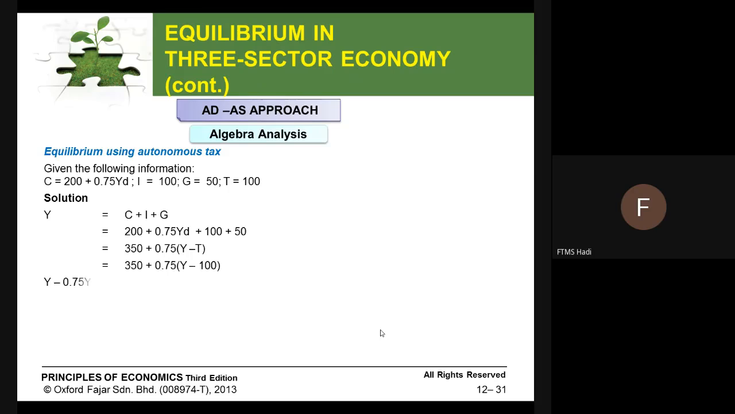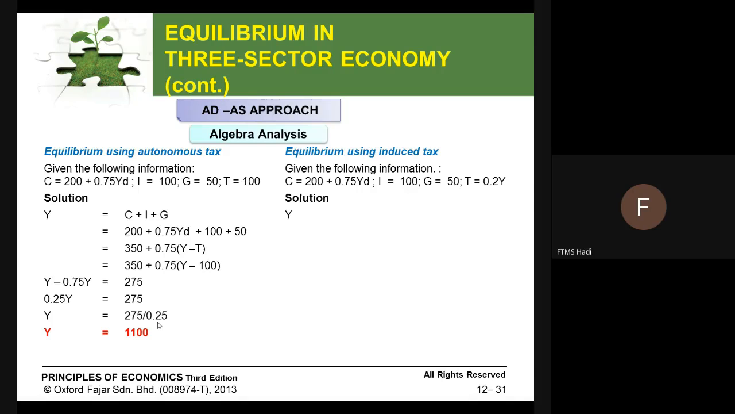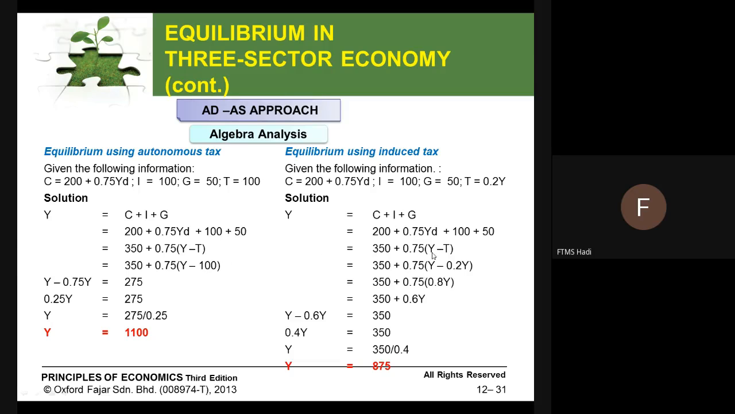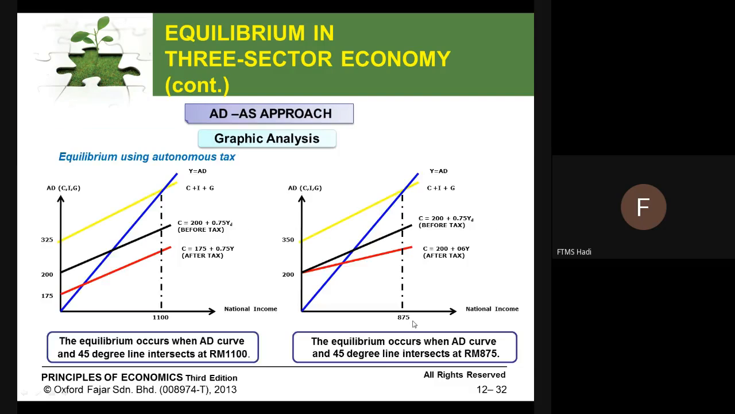Same formula, Y equals C plus I plus G. You just transfer this amount and then do the mathematical solution. For induced tax, the difference is Y minus T. The difference between the left side and the right side is that with autonomous tax the amount is a round number, a fixed number. But for induced tax, it depends on income, for example 0.2Y, so there is more algebra involved. So the answer is different as well. These are the graphical analysis.